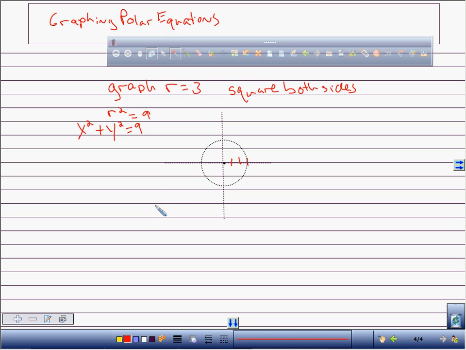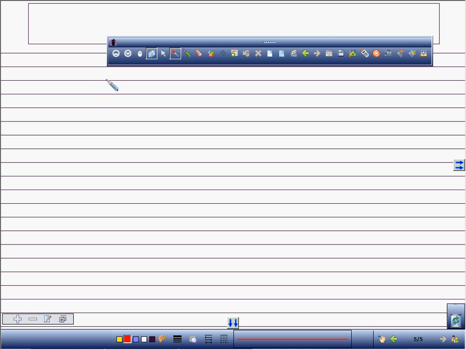Now, what if I had something like this? Graph theta equals pi over 4. What do you think that looks like?